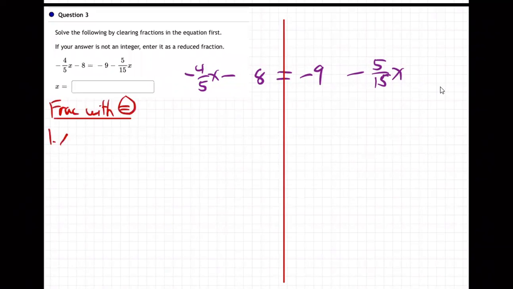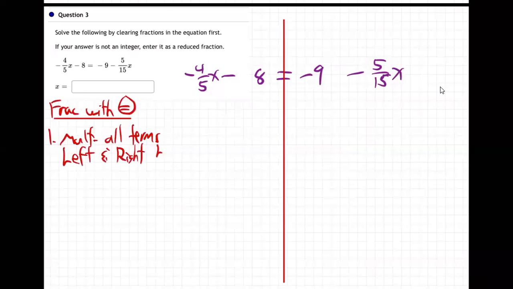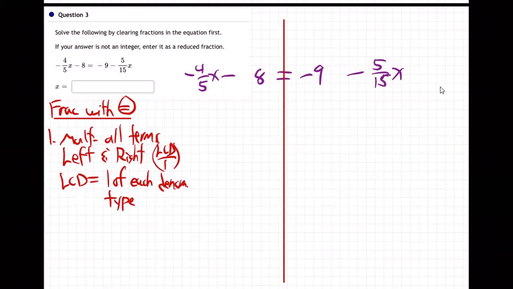So step number 1 is you multiply all the terms left and right by the LCD over 1, and the LCD equals 1 of each denominator type multiplied together. No repeats. All right, so okay, so what do I mean?